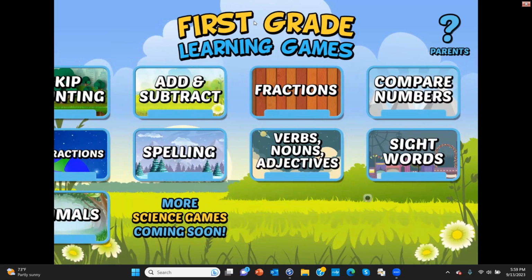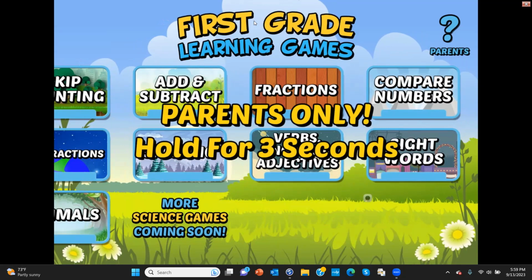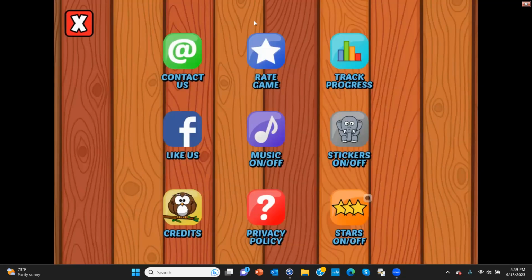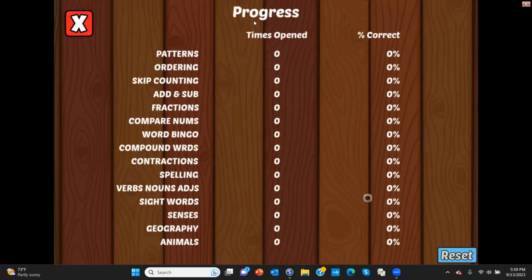Now, we're making the video so you could look at it and actually duplicate what we've done here. You see where it says parents? It could be teachers. Long press that until the screen pops up. Okay, when this screen pops up, you can turn on the music or you could turn it off. And here you have track progress. Click on that. Here are all of the subject areas that we're going to track so that we can actually know the students' progress.